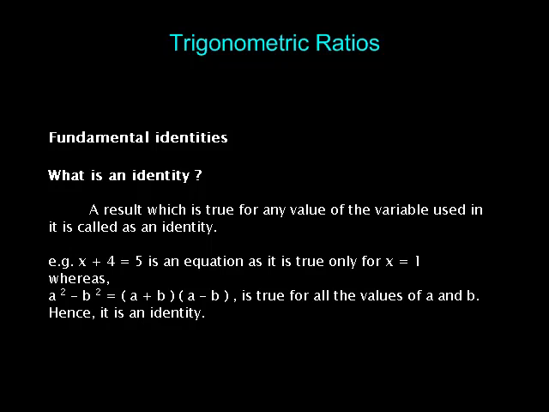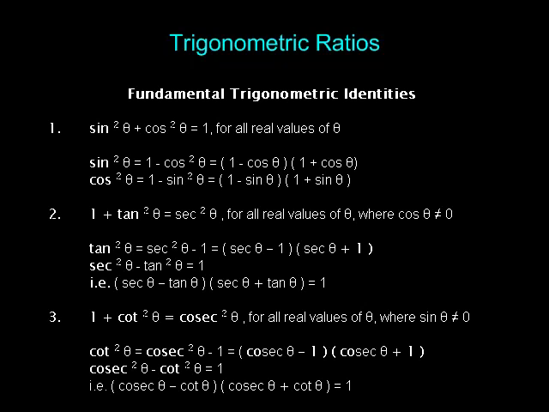Fundamental identities. x plus 4 equal to 5 is an equation because it is true only for one value, whereas a square minus b square equal to a minus b into a plus b. This is an identity because this is true for all the values of a and b. We now discuss the fundamental trigonometric identities.